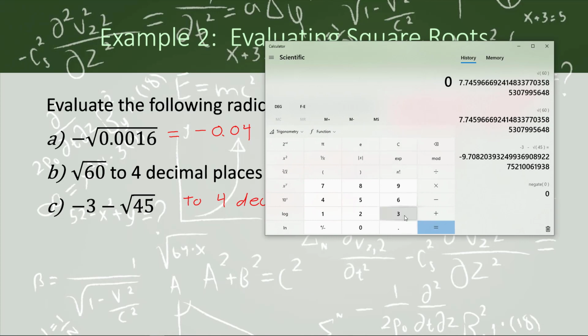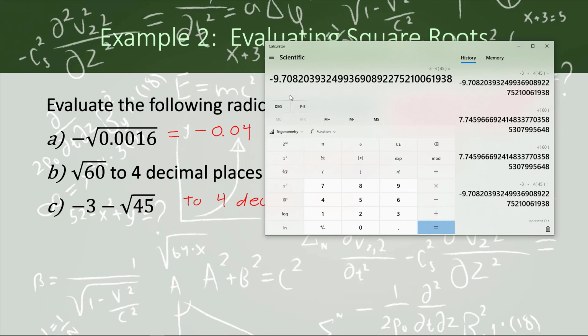And then for this particular calculator, I'm going to do 3. Oh, there it is. Minus, okay, that's my -3, minus then 45 square root. Now that number right there is the square root of 45. We don't have our answer yet. We need to hit equals, and that is our answer, which would kind of make sense. It's going to be 9.7082. This right here are our 4 decimal points. Okay, so that's basically our answer.